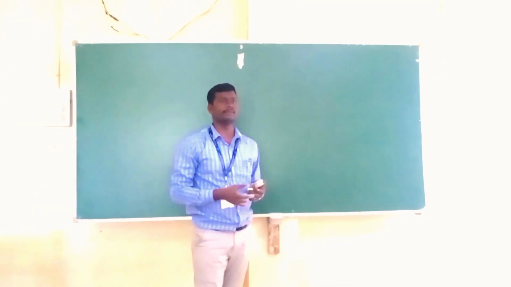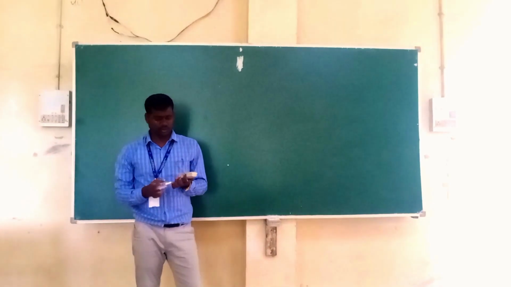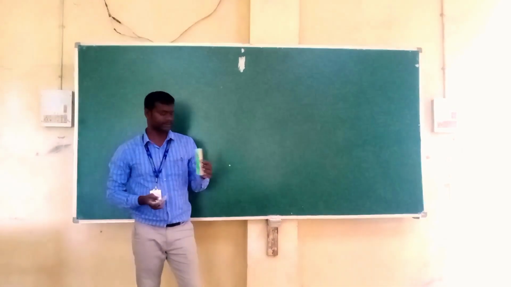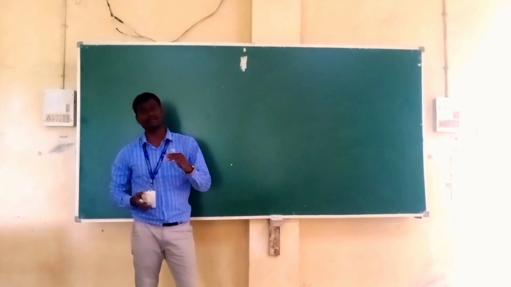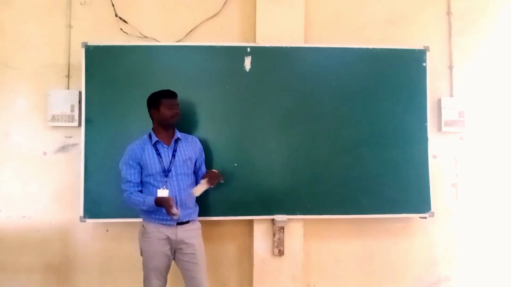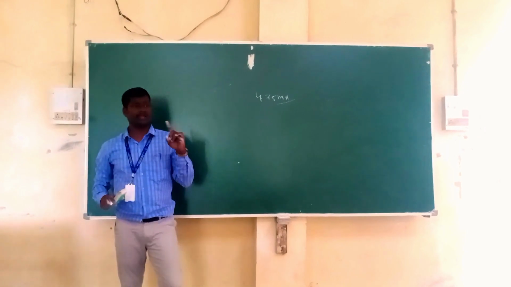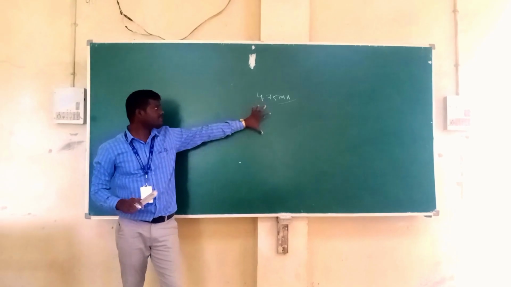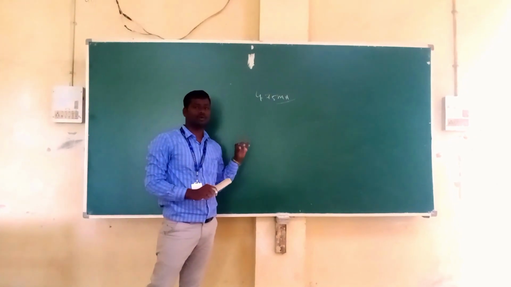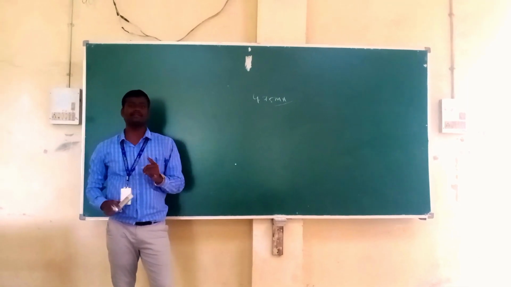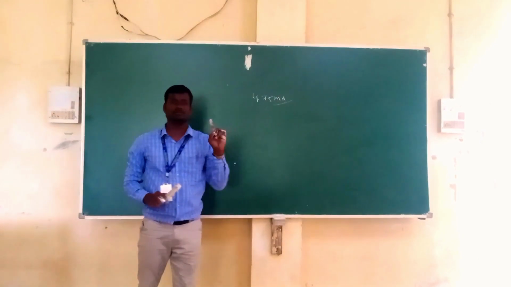Okay. According to the size of the aggregate, there are two types of aggregate. One is your fine aggregate. Another is coarse aggregate. So what do you mean by fine aggregate? Where the aggregates pass through a 4.75 mm size, that is fine aggregate. And coarse aggregate, where the aggregates are not passed through 4.75 mm. Okay.